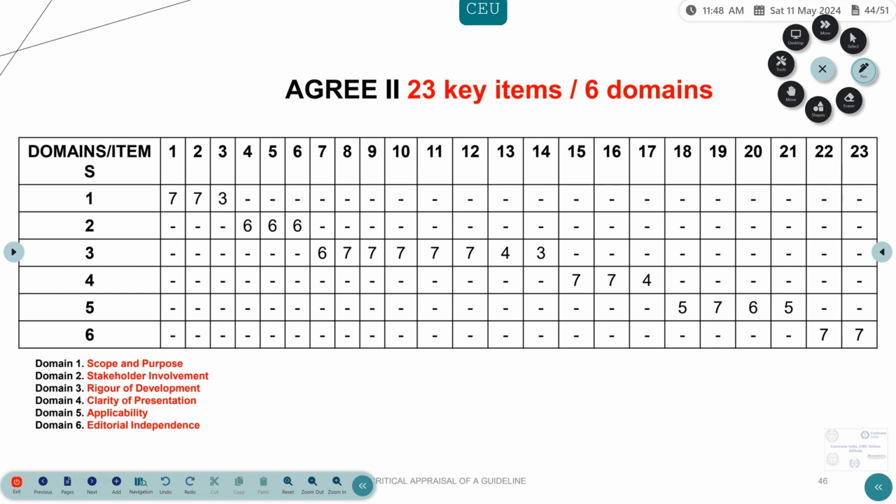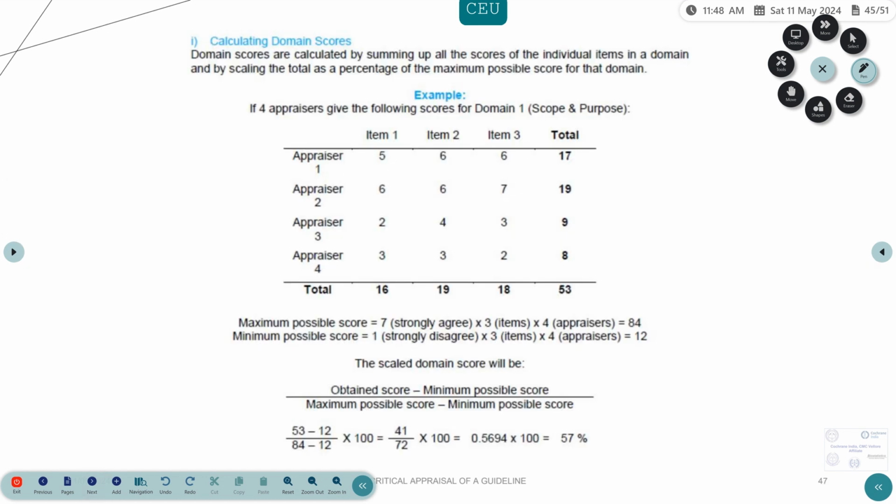So you can tabulate like this, and you can find out how much you have given for each domain. The highest point is going to be 7 for each of these items, and the lowest is going to be 1. So I mentioned how to go about tabulating it. Once you have tabulated, this is what the AGREE tool gives. Ideally, it's supposed to be at least 2, or best 4 people appraising the guideline, tabulating it domain-wise, and finding out how good the guideline is.